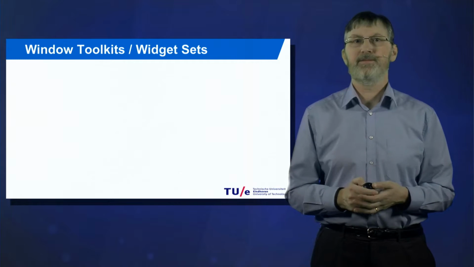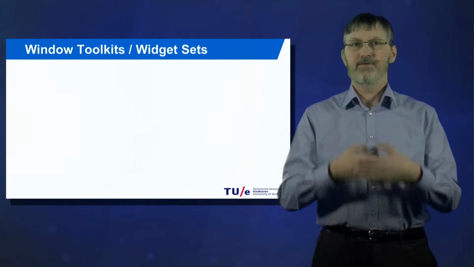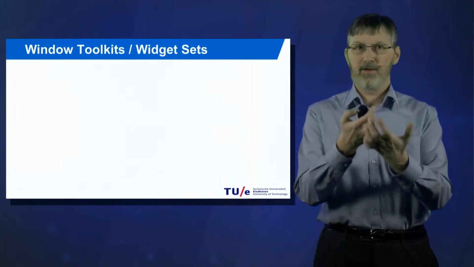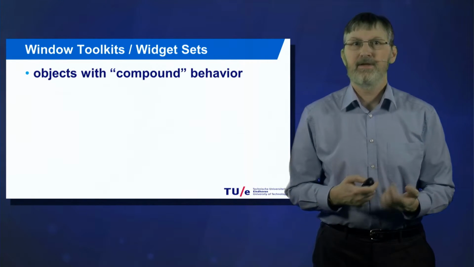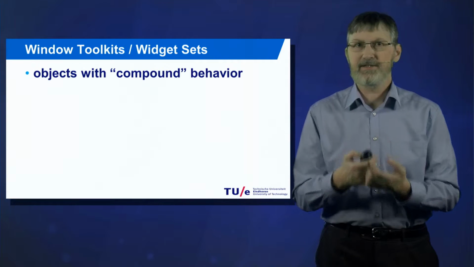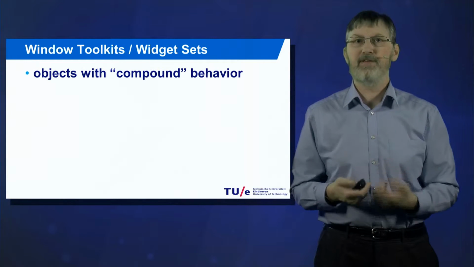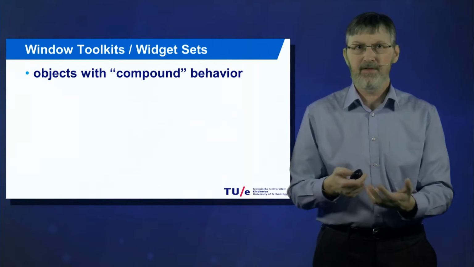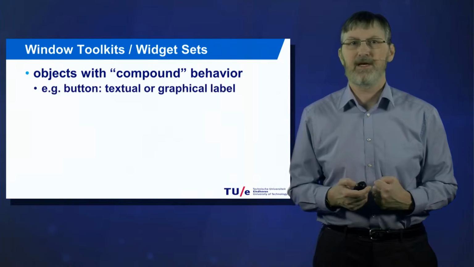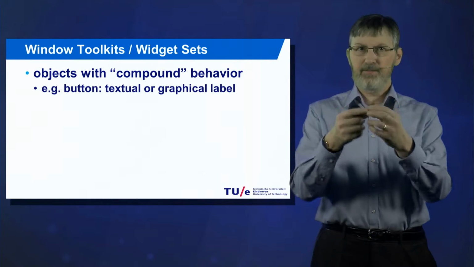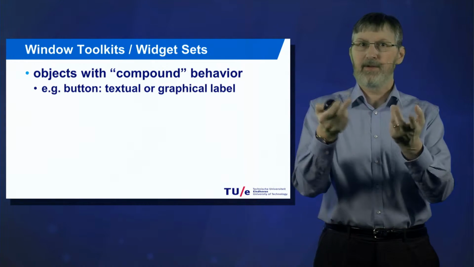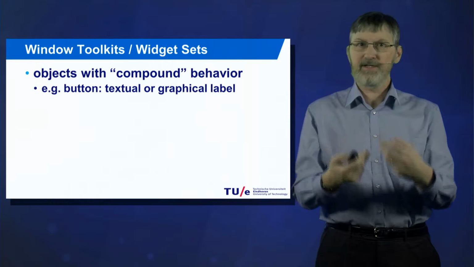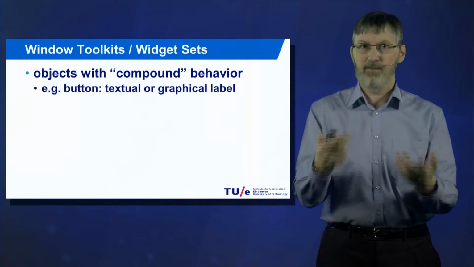The Windows systems all offer toolkits, or what we call widget sets. Widget means window gadget, which are objects with compound behavior. They do several different things at the same time. For instance, when you see a button, it first of all shows a label. There are other objects that are just a label with no button functionality.